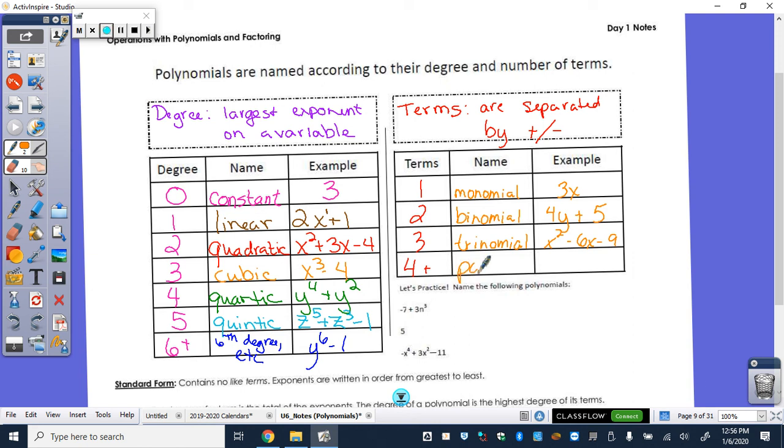And then four terms or higher are just known as polynomials. Notice, if you have 6 terms, it's still just called a polynomial. 10 terms, it's called a polynomial. If it has 4 or more terms, we just call it a polynomial. There's no special name.